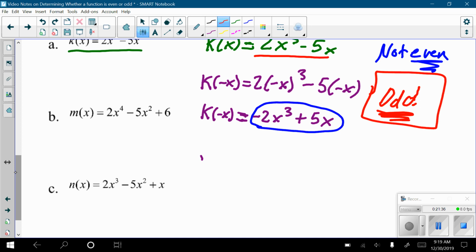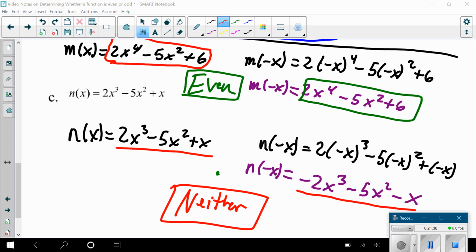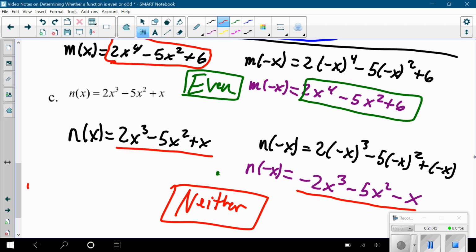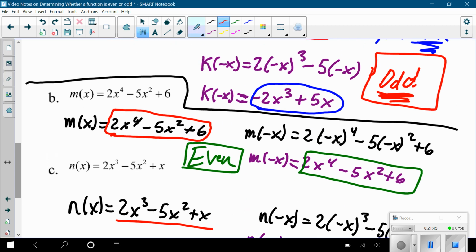Okay, so let's jump back to B first. Kind of highlight here so you can follow along with what I'm saying. Here's the original function. Here's me plugging in negative x. I'm using my algebra knowledge. A negative to the fourth power becomes positive, so a negative x to the fourth becomes x to the fourth. A negative x squared becomes a positive x squared. If it's times negative 5, it's negative 5x squared. When I look at what I get out here, it's exactly the same as what I started with. So it's an even function.